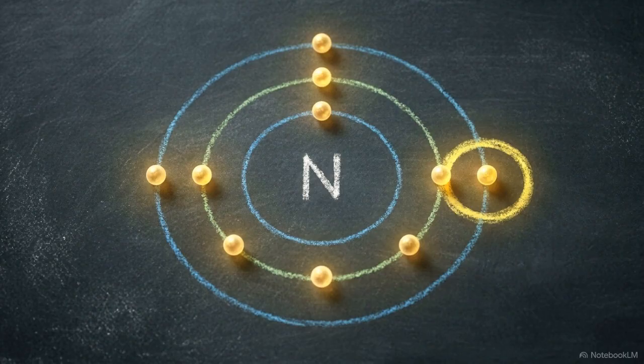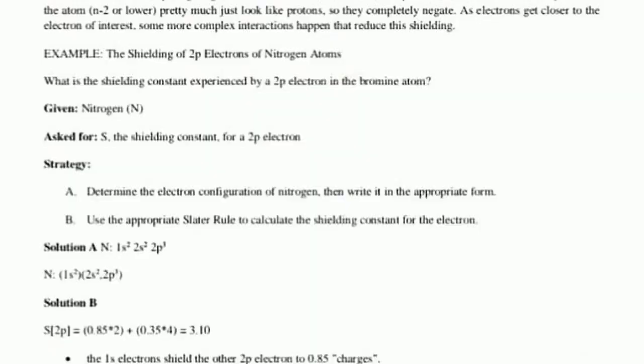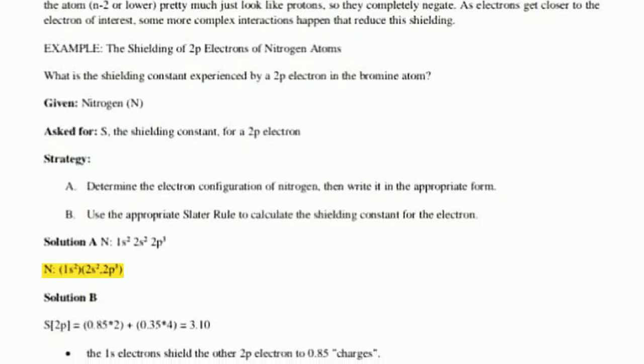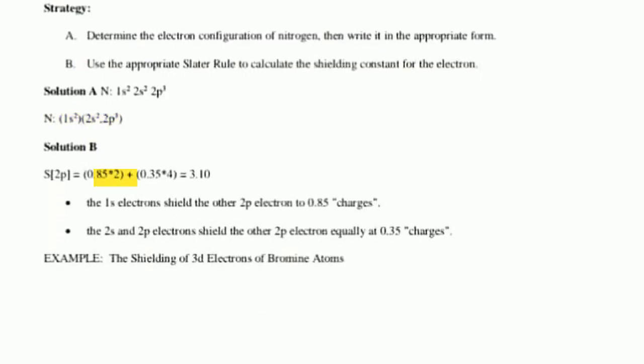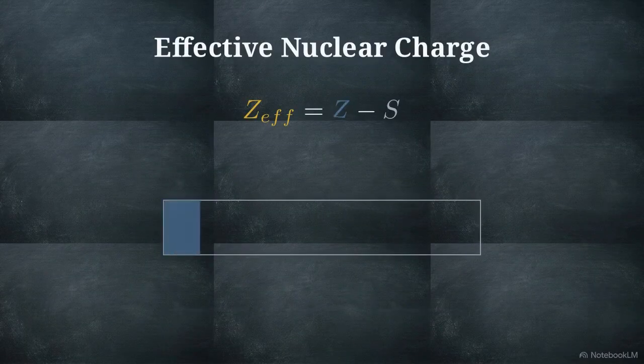We can test this algorithm by calculating the exact effective nuclear charge felt by a single 2p electron in a nitrogen atom. This text shows the setup. Nitrogen has an actual physical nuclear charge, Z, of 7 protons. Its electron configuration is grouped here according to Slater's specific formatting. The 2 deep core electrons in the 1s shell each shield the outer electron heavily, contributing 0.85 times 2. The 4 other electrons in the outer 2s and 2p shell shield the target electron very poorly, contributing 0.35 times 4. Combining these values reveals the final shielding constant, S, 3.10.